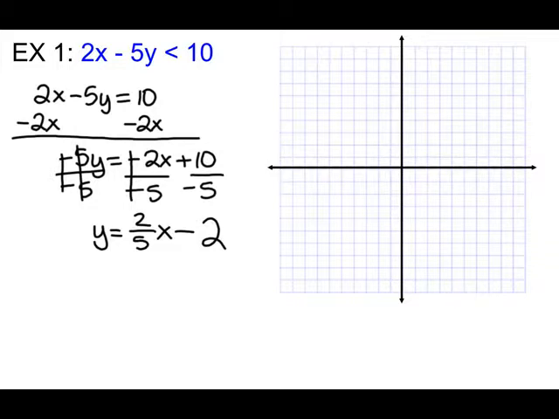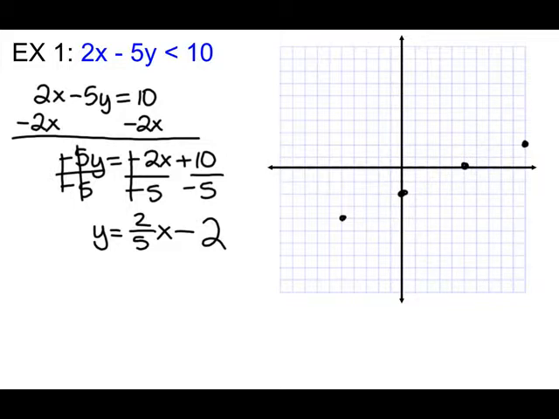Now I go over to my graph paper. I'm going to graph it, so I'm going to begin at negative 2. I'm going to rise 2, run 5. I can also do it in reverse, down 2, left 5. And then using my straight edge, which is my ruler, I'm going to graph it.